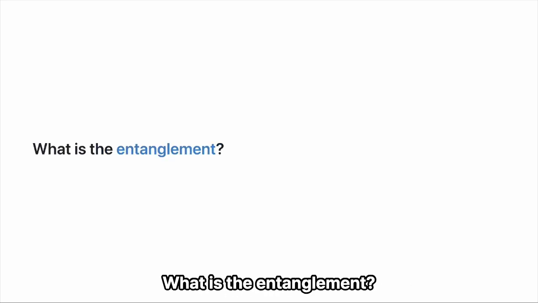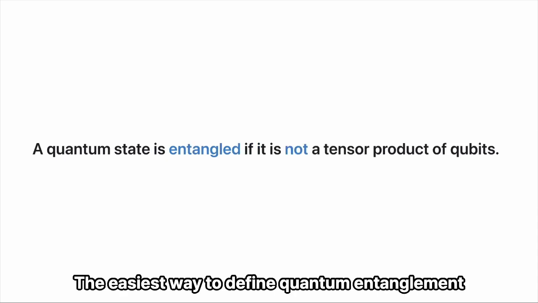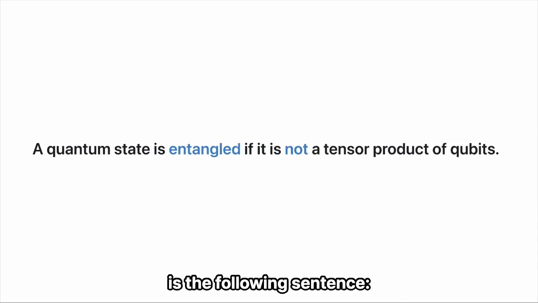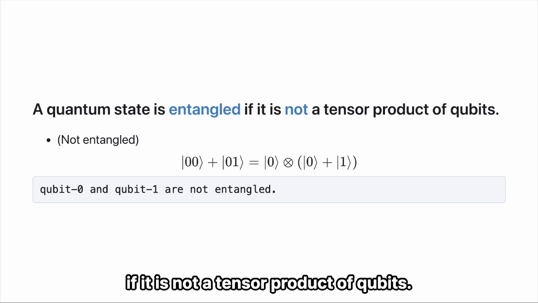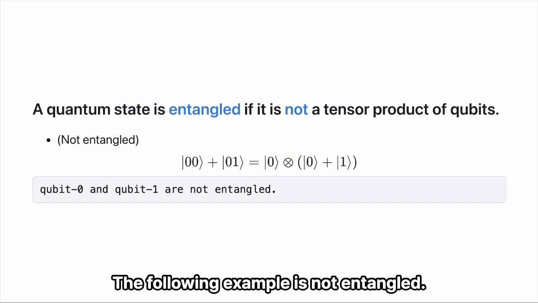What is entanglement? The easiest way to define quantum entanglement is the following sentence. A quantum state is entangled if it is not a tensor product of qubits. Let's look at an example. The following example is not entangled.